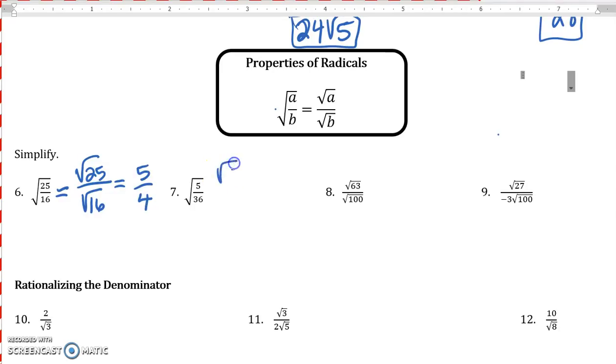Number 7, you can split it into the square root of 5 over the square root of 36. Square root of 5, we don't know what that is. We're just going to leave it alone. The square root of 36, we know is 6, so we're done.